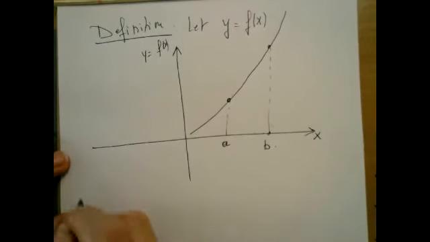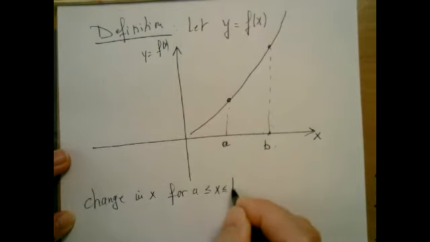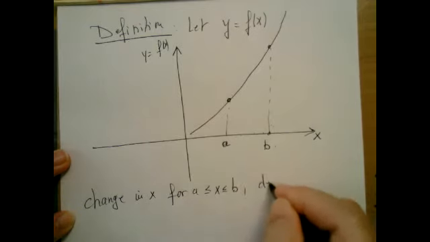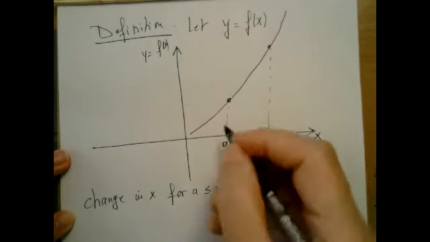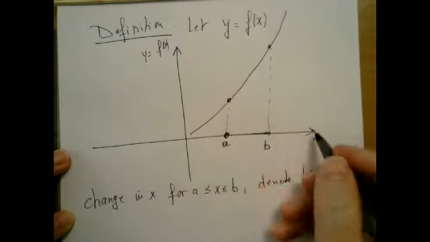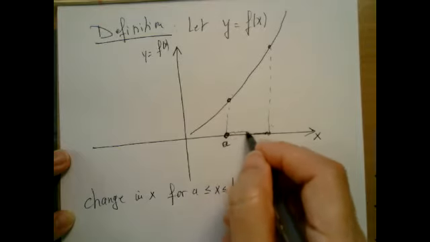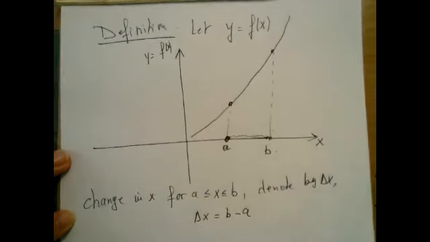So what is the change? When I talk about the change in X for X between A and B, the change for that we denote by delta X, is the following. It means if we go from here to here, so imagine we're moving from here to here, my input changes. Delta X is by how much my input changes. So delta X is B minus A. It measures how much my input is changing.